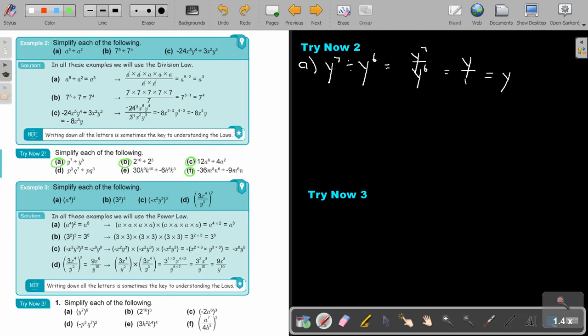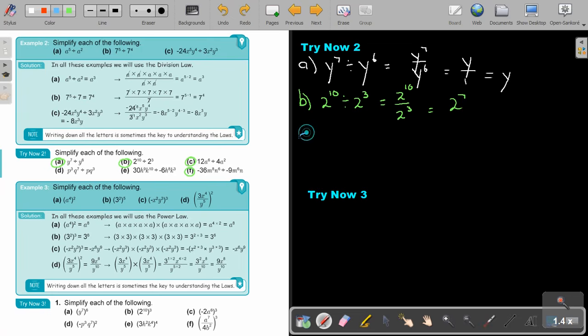The next one, number B. 2 to the power 10 divide 2 to the power 3. So again, where's the big amount? It's still on top, so 10 minus 3 is 7. And I can simplify it further, but I don't think it's necessary. It must just be simplified.